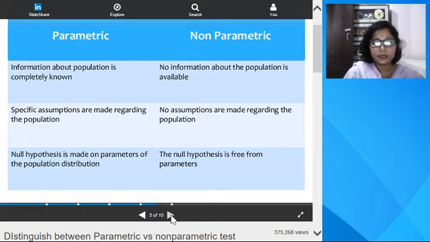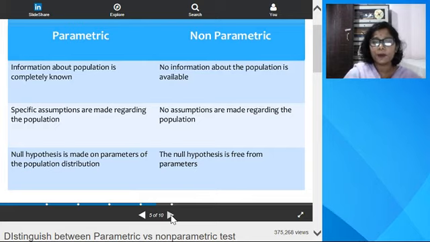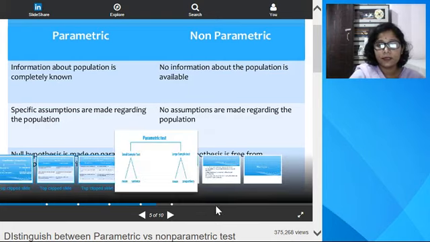The third point of difference is that null hypothesis is made on parameters of the population distribution in case of parametric statistics. So null hypothesis is formulated on the parameters of the population. Null hypothesis is formulated in case of population distribution. But in case of non-parametric statistics, it is not essential to put a null hypothesis. So null hypothesis is free from parameters. No essential, no urgency to put null hypothesis. So this is the third point of difference.